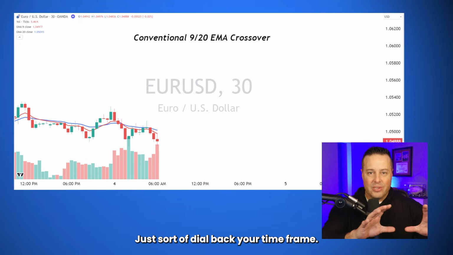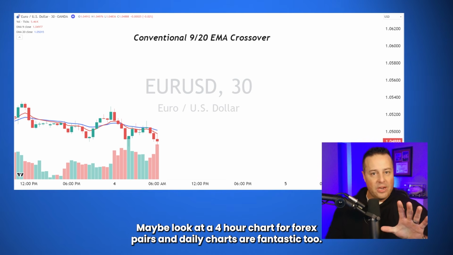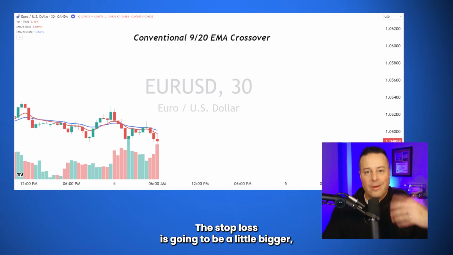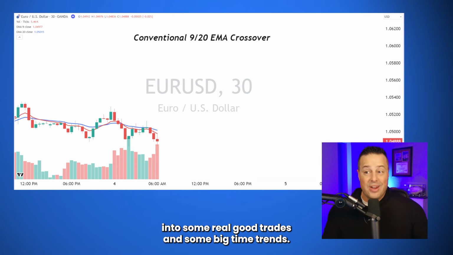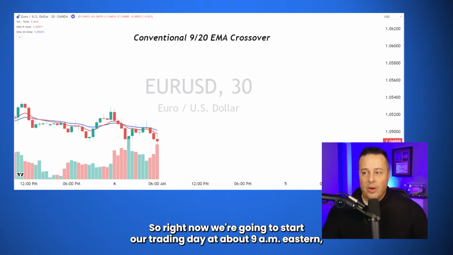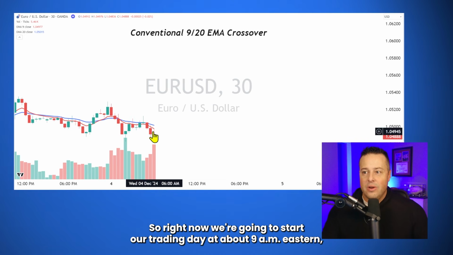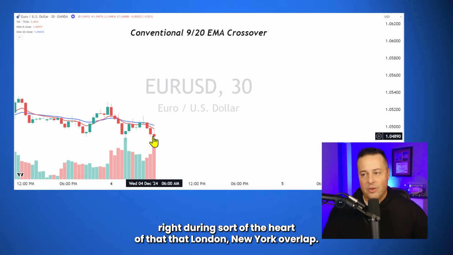Just sort of dial back your time frame. Maybe look at a 4-hour chart for Forex pairs, and daily charts are fantastic too. The stop loss is going to be a little bigger, but they could actually get you into some real good trades and some big-time trends. So right now, we're going to start our trading day at about 9 a.m. Eastern, right during sort of the heart of that London-New York overlap.